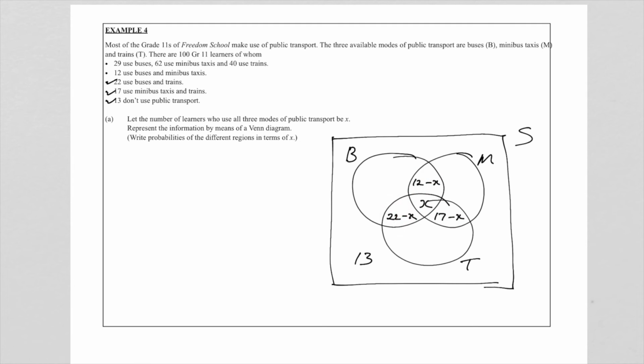So the next thing we need to do is to find this in terms of X, this one on minibus taxis, and this one on trains. And that we will get from that first one that was given to us. So let's start. There are three of them, and we will do them one by one. And this one is the 29 use buses. So we want to start with that one.